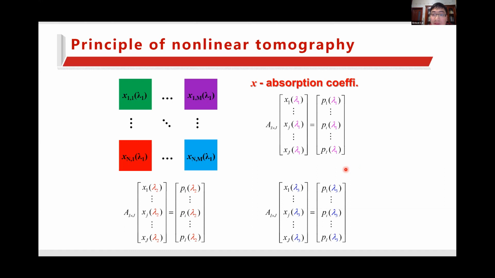The problem is that if we increase the number of wavelengths, we will also increase the number of sets of variables, and the variables are different for different sets, because the absorption coefficient is different at different wavelengths. So how to solve this problem?